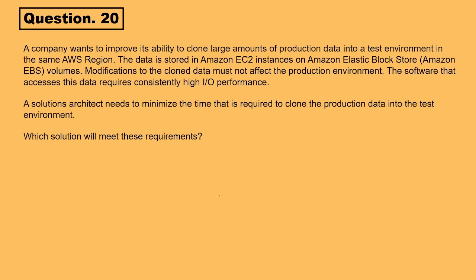Now, question number 20. A company wants to improve its ability to clone a large amount of production data into a test environment in the same AWS region. The data is stored in Amazon EC2 instances on Amazon EBS volumes. Modification to the clone data must not affect the production environment. The software that accesses this data requires consistently high I/O performance. A solutions architect needs to minimize the time that is required to clone the production data into the test environment. Which solution will meet these requirements?